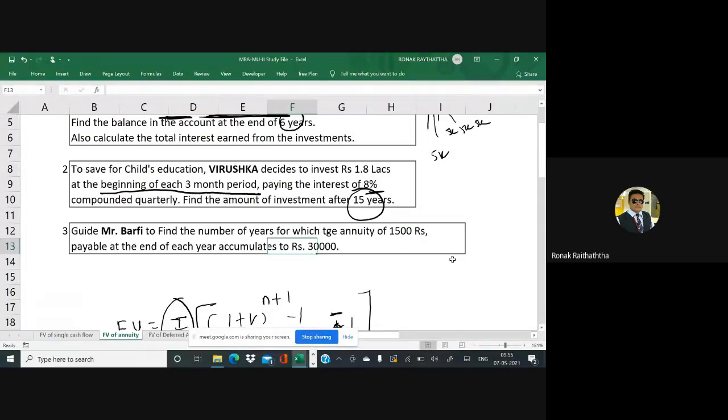Okay, so we are supposed to guide Mr. Burfi to find the number of years for which the annuity of 1,500 rupees payable at the end of each year accumulates to 30,000 rupees. So basically it asks that if you invest 1,500 at the end of each year, then in how many years will your money be 30,000 rupees? And the biggest problem here is the expected rate of return is also not given.